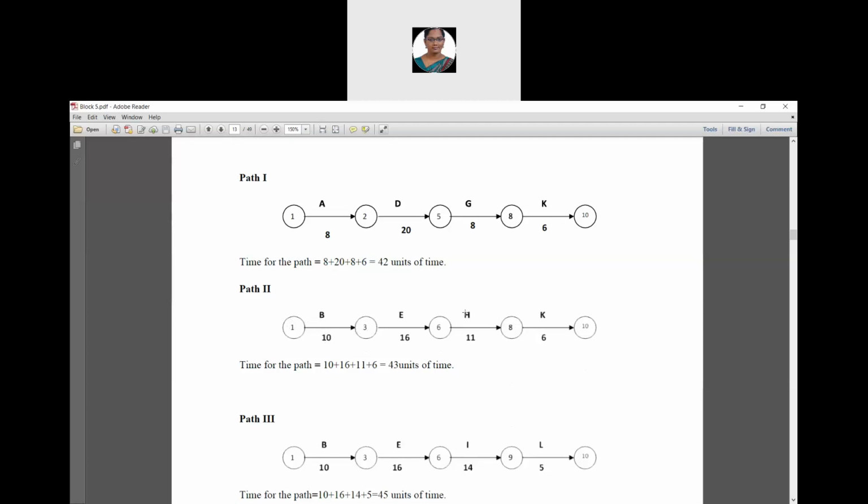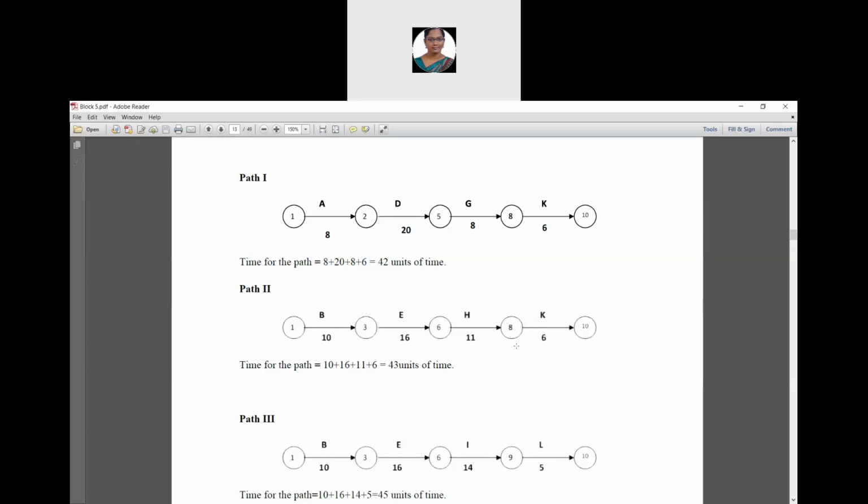Then from 3 to 6 is having an activity E. Its corresponding time duration value is 16. Then 6 to 8 is having an activity H and its corresponding time duration value is 11. Then 8 to 10 is having an activity K and its corresponding time duration value is 6.